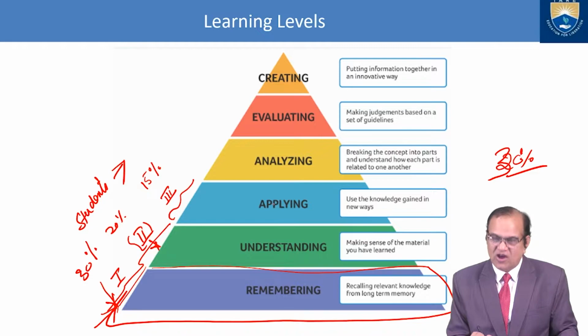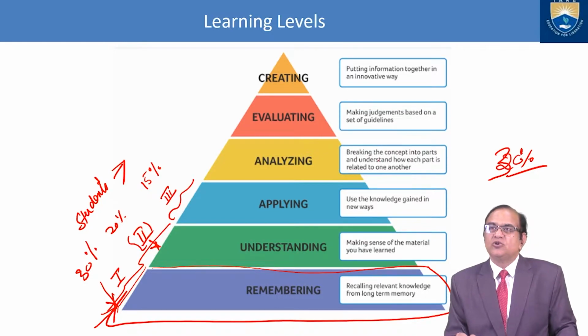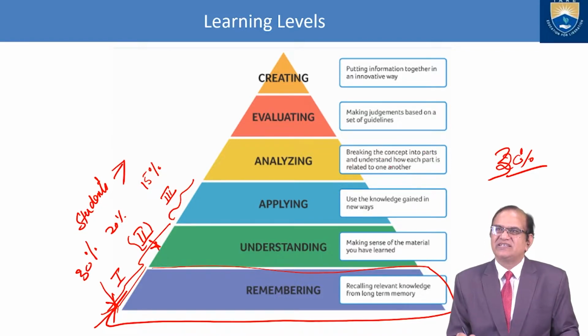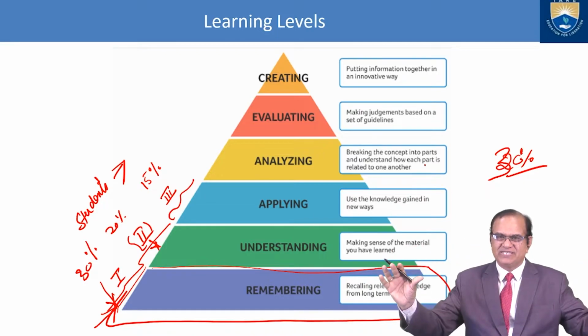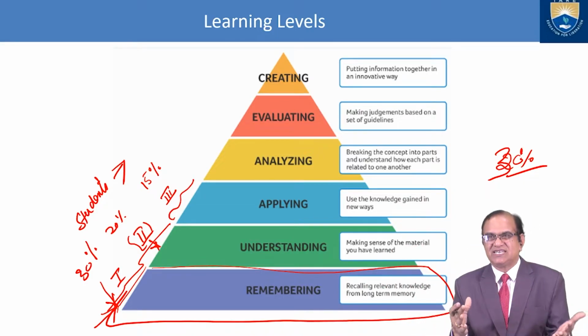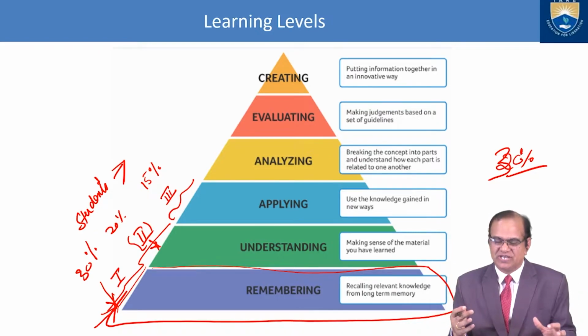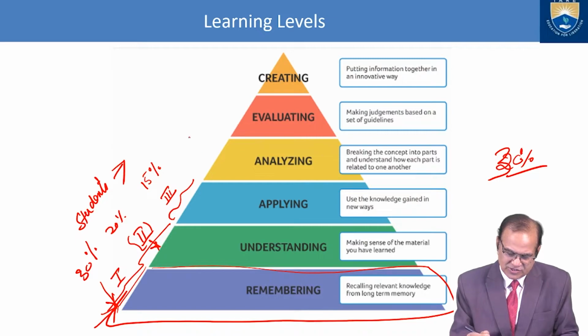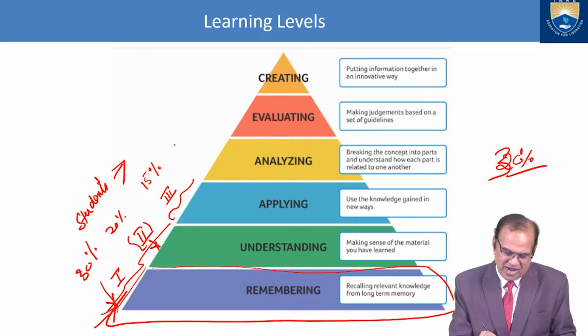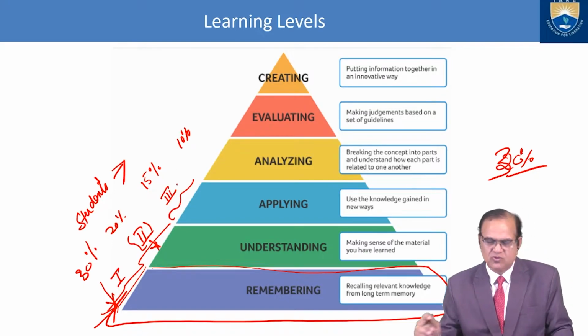Whatever you have learned up to here, remembering, understanding and applying, you break the concept into parts and understand how each part is related to one another. So you break it into a number of parts, then you do the synthesis, you analyze, and then you find out its importance. So I am writing here some 10%. So now it has reached 75.